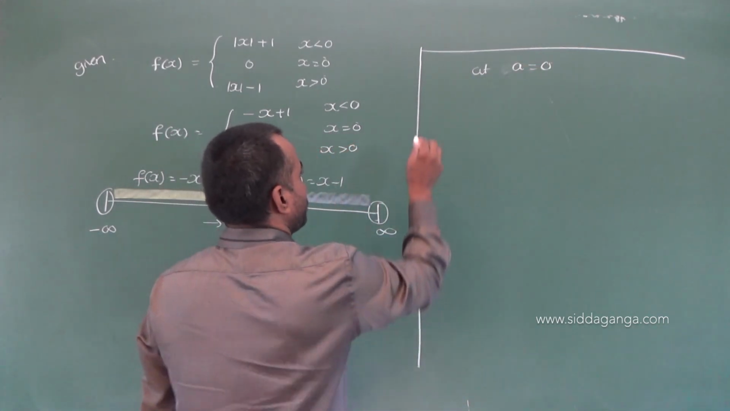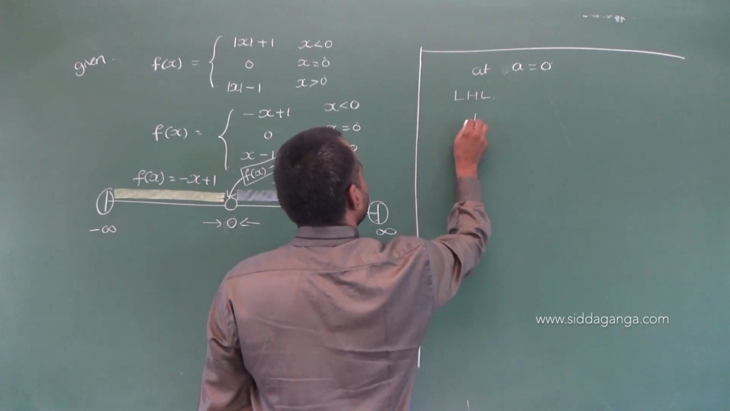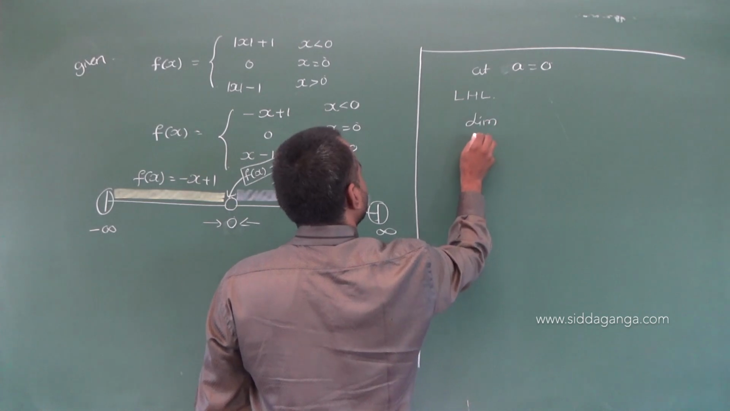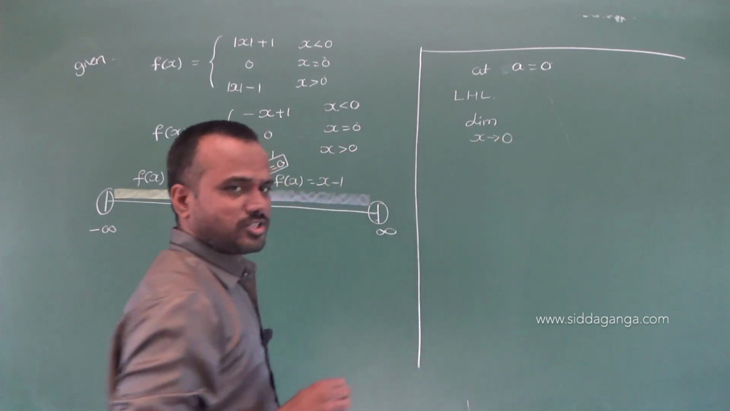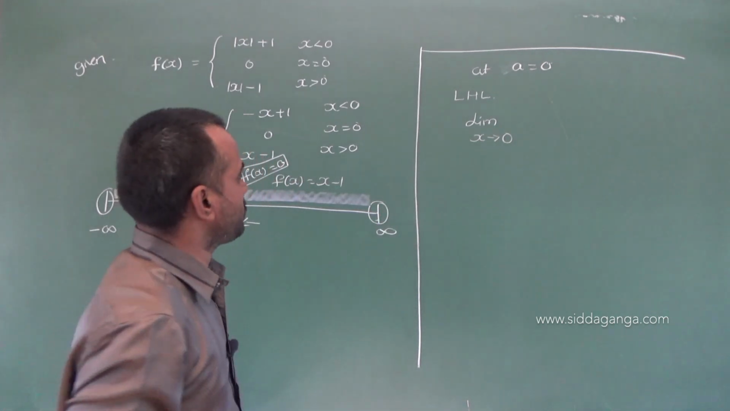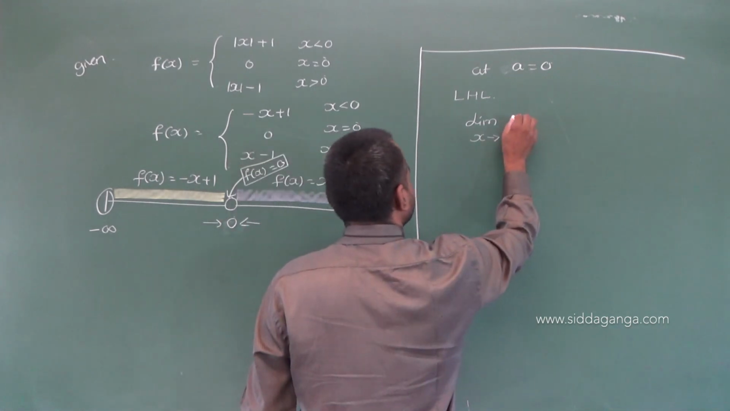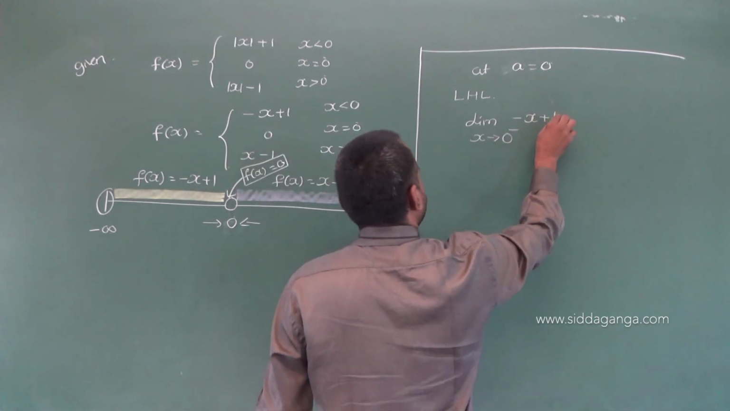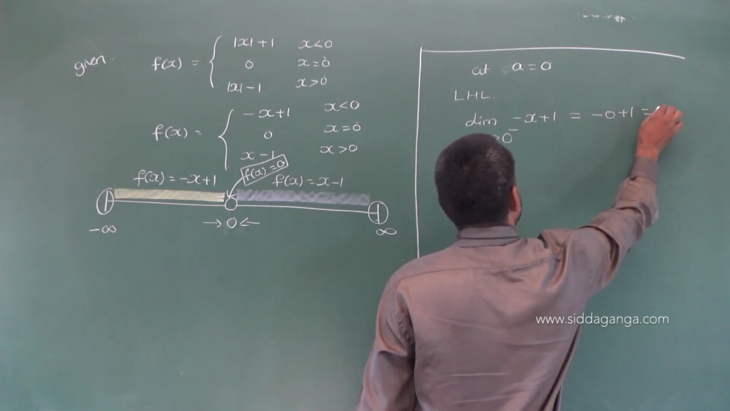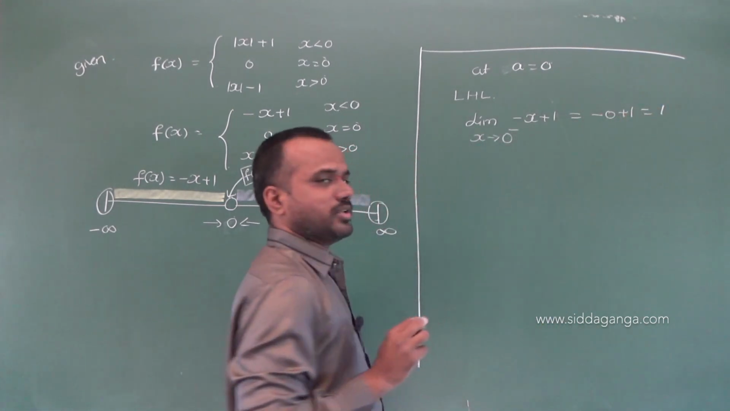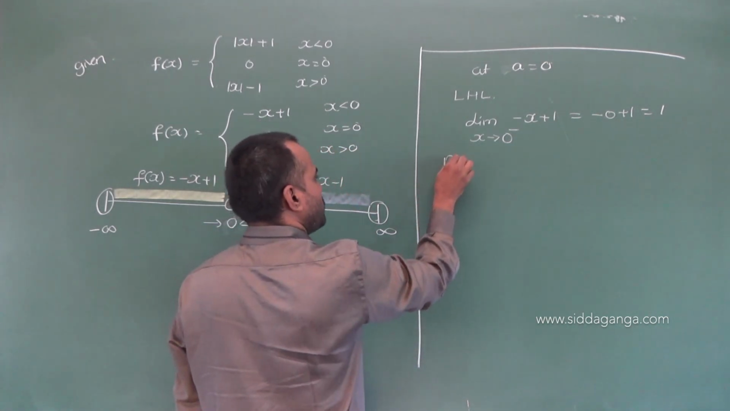Limit x tends to a. So, left hand limit, x tends to 0 minus: in place of a I substitute 0. f of x is what? Minus x plus 1. Minus 0 plus 1. Answer is 1. Left hand limit is 1.